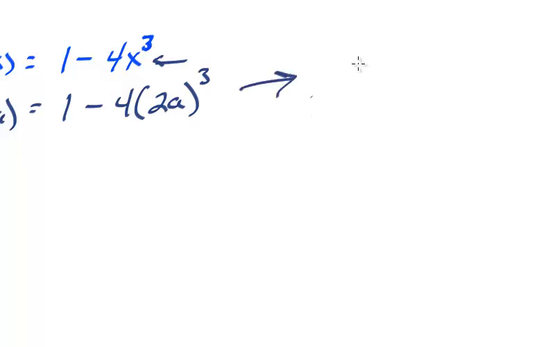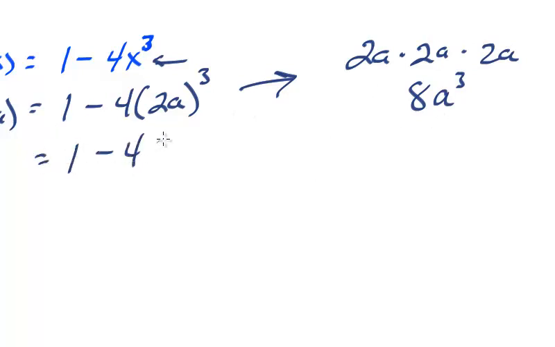Over here, I'm going to do 2a cubed. So it's 2a times 2a times 2a. That is 8a cubed, because a times a times a is a cubed. So this is going to be 1 minus 4 times 8a cubed. Now look at where the cube went. It is inside. It is officially attached to the a. The 2 has been cubed because it's now 8, and the a has been cubed because it's now a cubed.